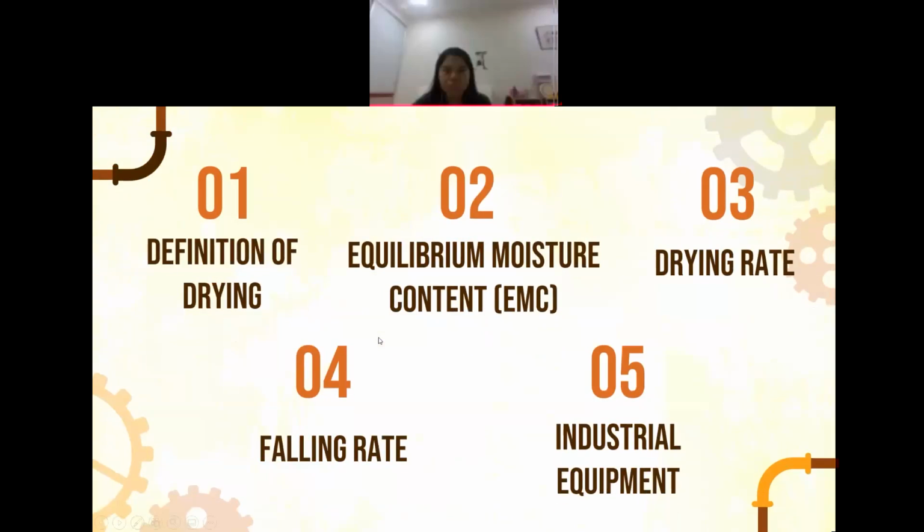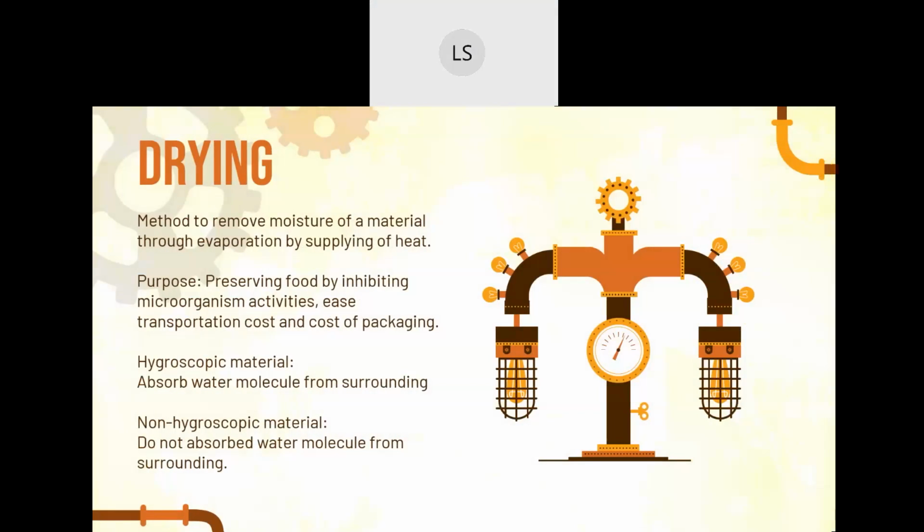So we would like to present the definition of drying, equilibrium moisture content, drying rate, and industrial equipment in this presentation. Firstly, drying is a method to remove moisture of a material through evaporation by supplying heat. The purpose of the drying process is to preserve food by inhibiting microorganism activities, and to reduce transportation cost and cost of packaging.